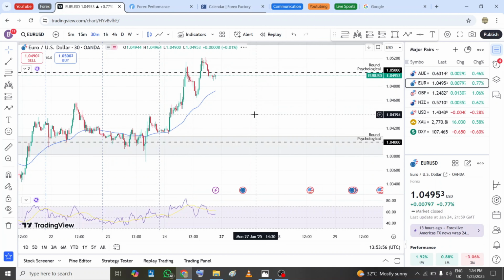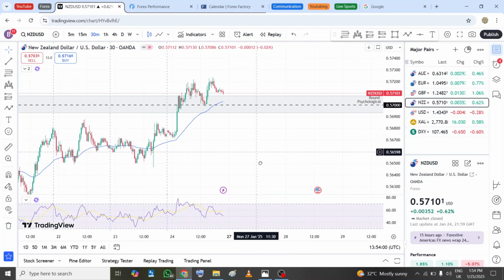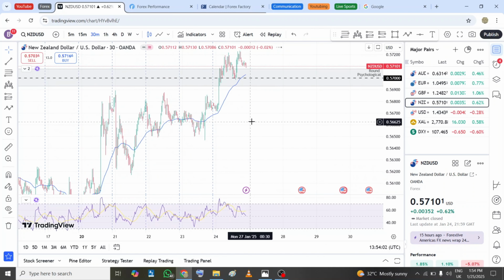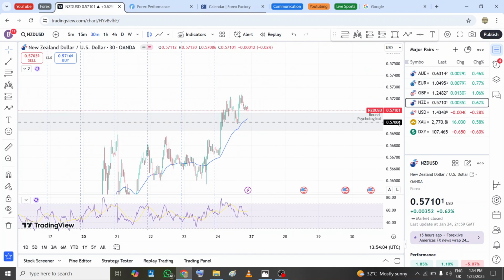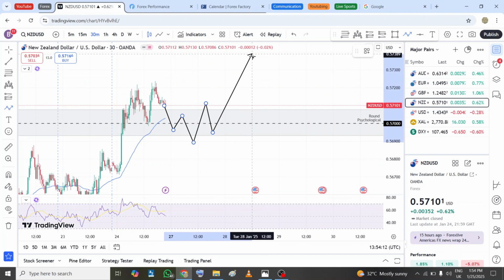And then my last pair for this week will be NZD USD, because so far Euro and GBP are not close to my area of interest. So I can't say they are most probably to be traded. All right. So NZD, same thing here. And we're looking for buys.